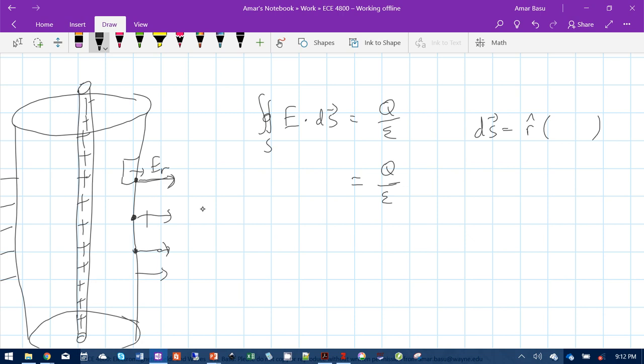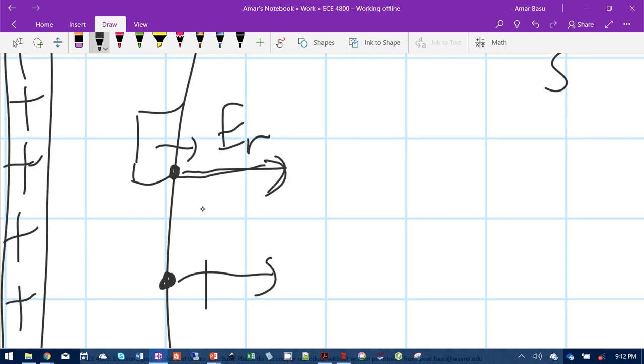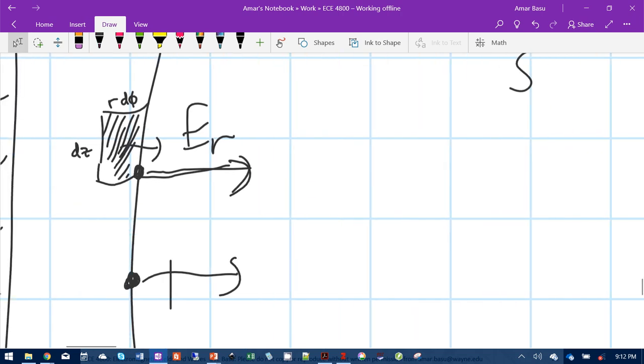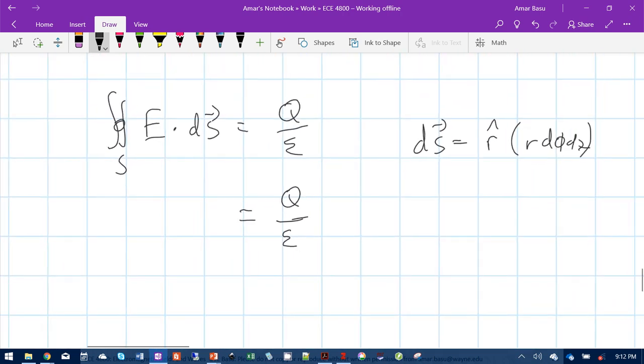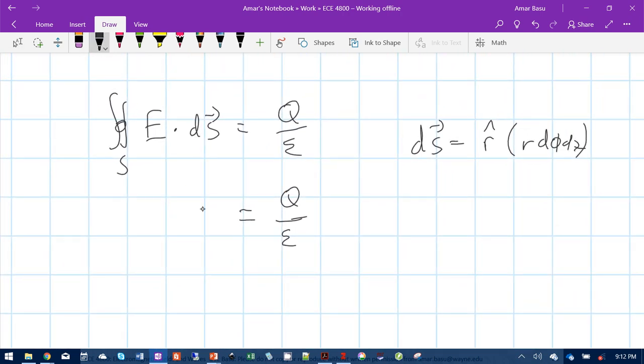R d phi dz. All right, if we zoom in here, this is dz, and this is r d phi. So the area of this little wedge here is r d phi dz, and this thing points in the direction of r hat. So that is what our ds vector is equal to.